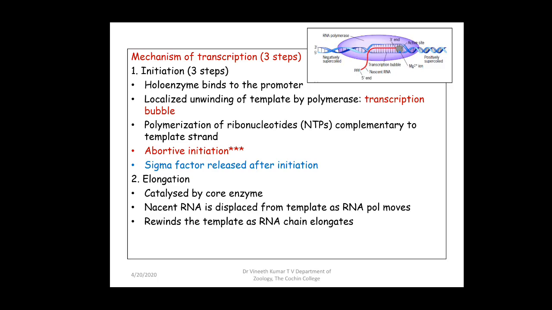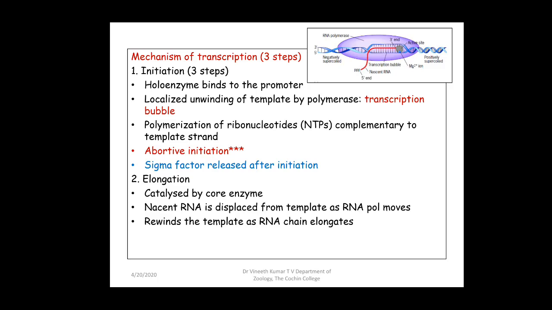So after abortive initiation, elongation occurs. As I said earlier, the sigma factor will be released soon after initiation. So elongation is catalyzed by the core enzyme alone, where a nascent RNA is produced. As the new RNA is being produced, it will be displaced from the polymerase. It will not stay inside the polymerase.